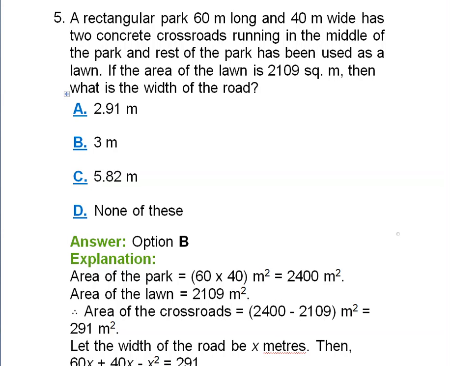Hey guys, welcome to Freshers Camp. So we are back with another part of area, part 3.